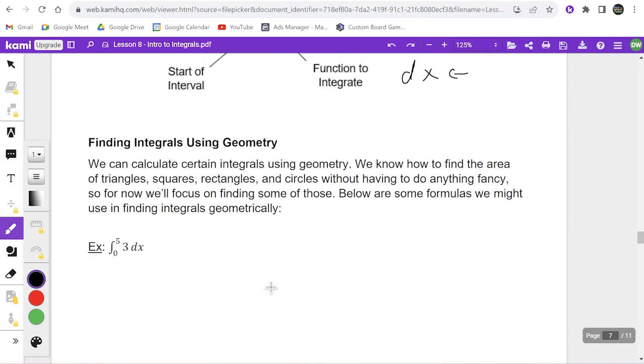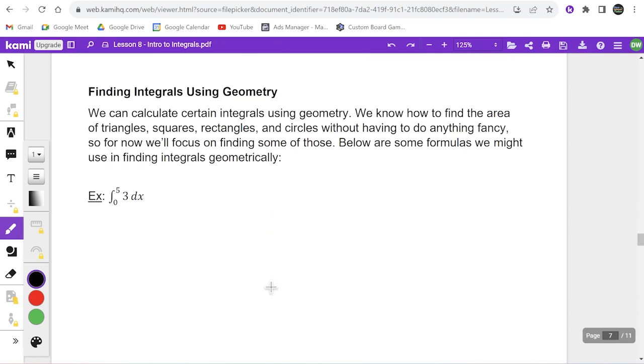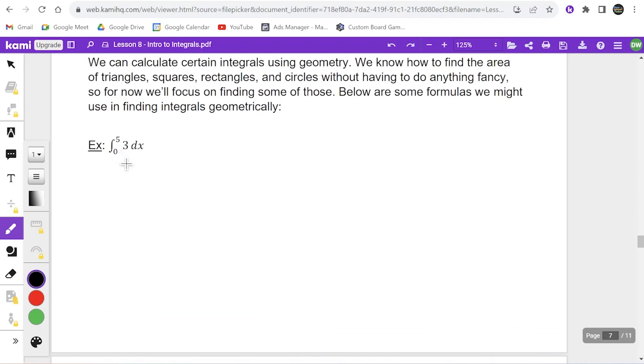Okay, so with that, the last new thing we're going to learn today is finding integrals using geometry. Let me show you how we do that. So first we have the integral from 0 to 5 of 3 dx.